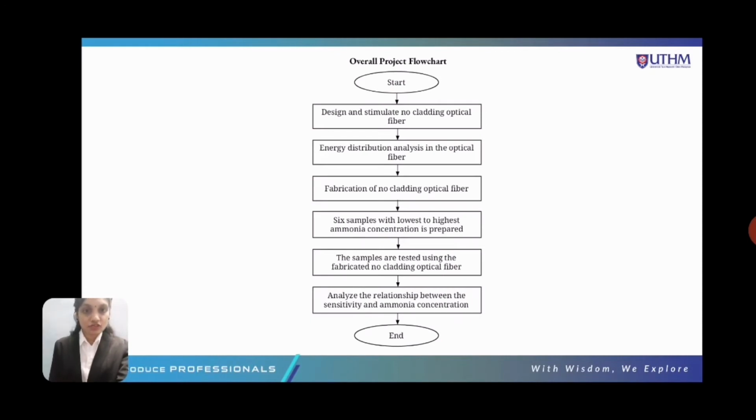The third flowchart of the project is the overall project flowchart, which involves the designing and simulation of the no cladding optical fiber sensor, the energy distribution analysis in the optical fiber sensor that has been designed, and the fabrication of the no cladding optical fiber sensor. 6 samples with the lowest to the highest ammonia concentration have been collected. The samples are then tested using the fabricated no cladding optical sensor, and at last we analyze the relationship between the sensitivity and ammonia concentration.